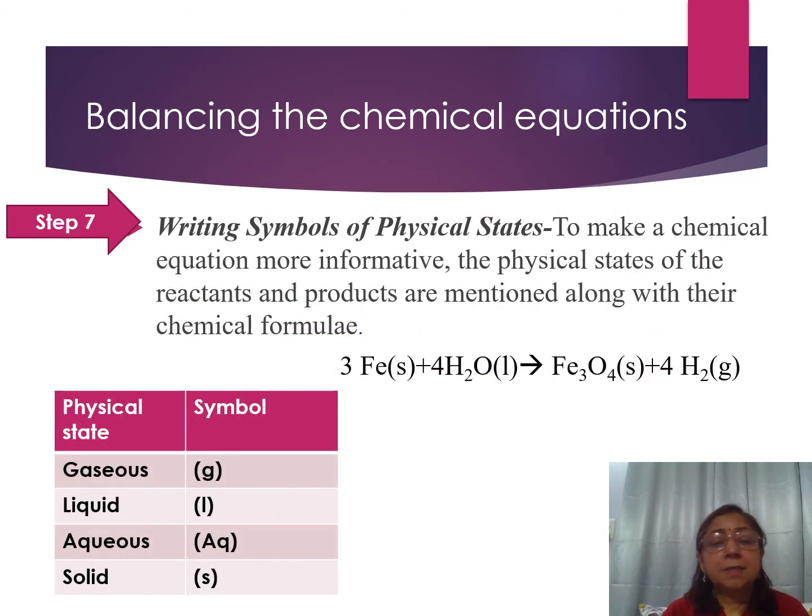The seventh step is writing the symbols of physical states. To make a chemical equation more informative, the physical states of the reactants and products are also mentioned along with their chemical formulas. For the gaseous state, we write a small letter g. For the liquid state, a small letter l. For the aqueous state, aq. And for the solid state, a small letter s. These are all written in brackets. So in this equation, Fe is solid, H2O is liquid, Fe3O4 is solid, and H2 is gas.